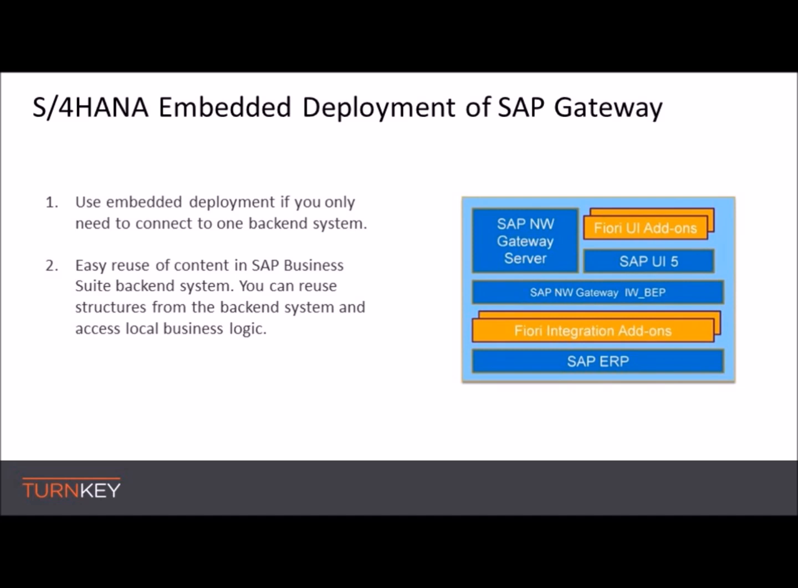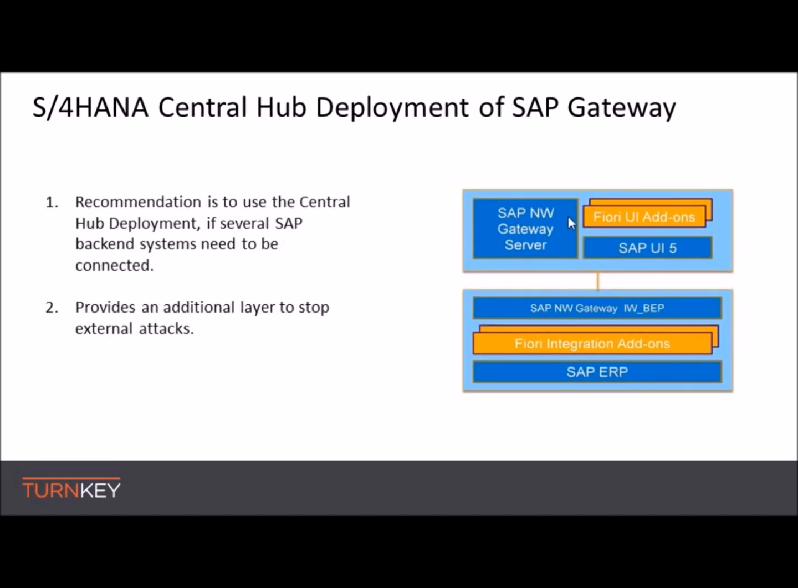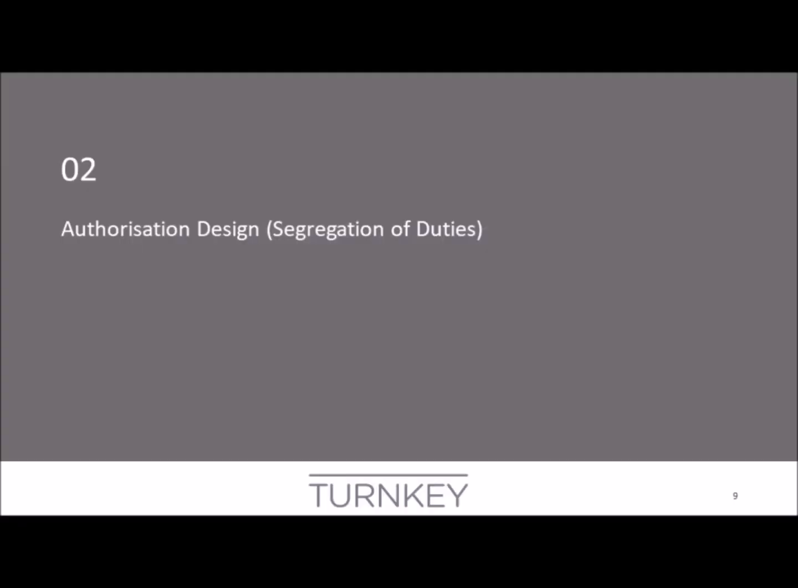The second solution is called the central hub deployment. One of the main reasons for companies selecting this solution is that it provides an additional layer of security to stop external attacks. It is also recommended when a company has several backend systems, since you only need a single installation of the SAP gateway. I just wanted to share that these two deployments do overcomplicate the authorization design and how you need to approach it.